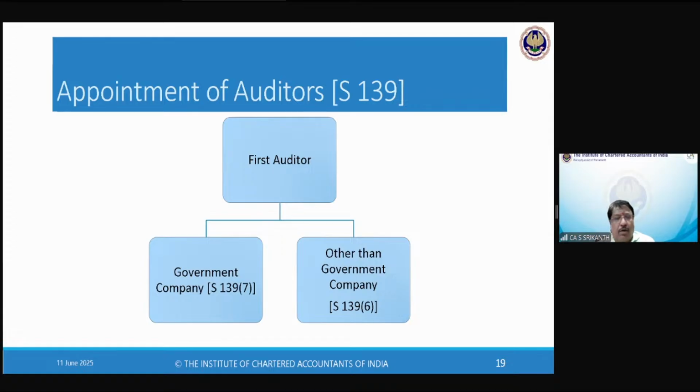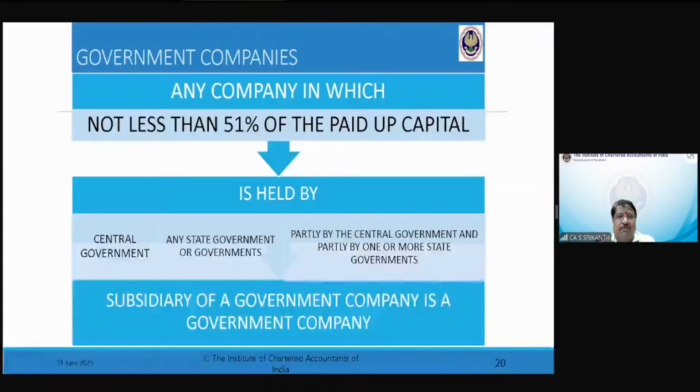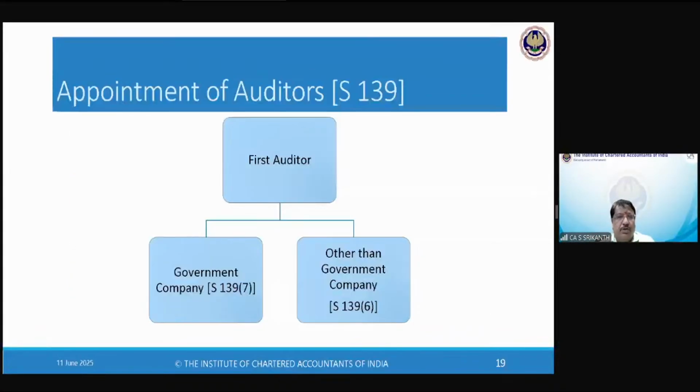Whenever we study appointment of auditor, we will be seeing it from the perspective of government company and other than government company. Okay. Similarly, subsequent auditor. First, let us see first audit.